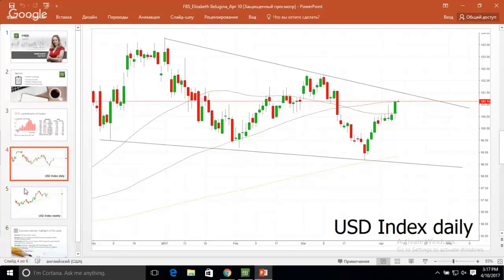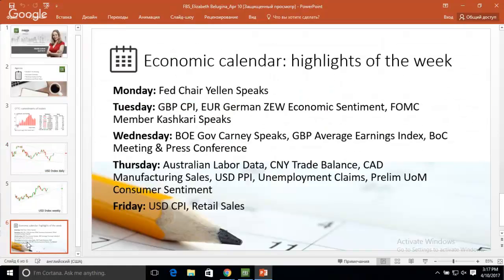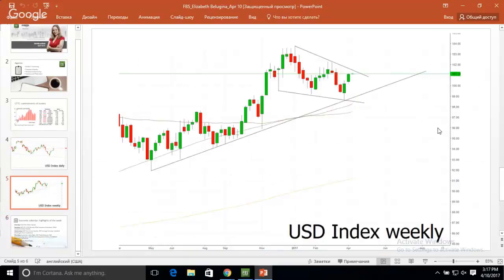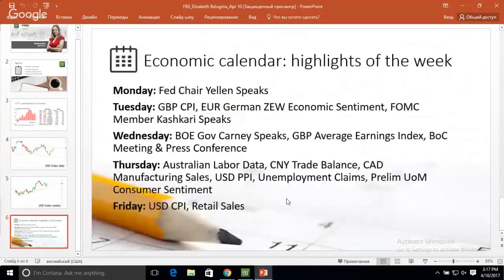Also, we will get a block of the US statistics this week on Friday. There will be CPI data and also retail sales figures. So it will be important to analyze these things as well in order to judge the further policy of the Federal Reserve.